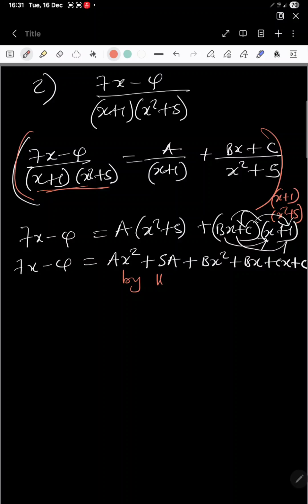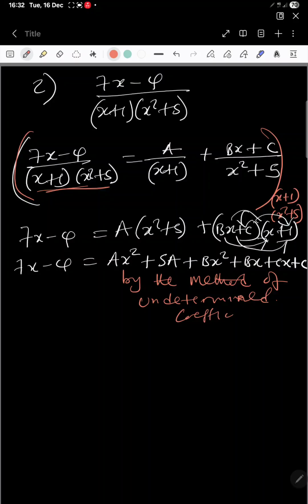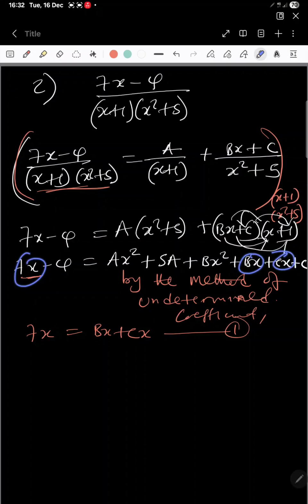So you say, by the method of undetermined coefficients, you are now equating. So you pick these that are having my x's, you equate them together. So you have 7x is equal to bx plus cx, which is equation 1. So I have gotten this equal to this plus that.